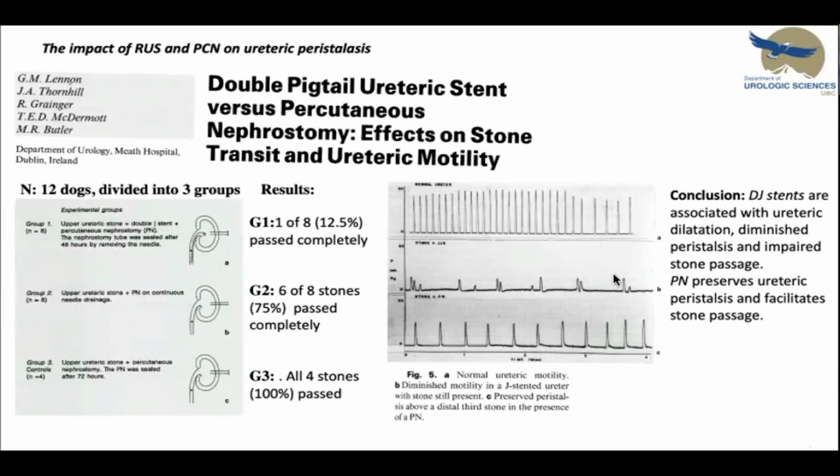And here the diminished motility in double J stented ureter, while preserved peristalsis above distal third of the ureter in percutaneous nephrostomy group. And they concluded that double J stents are associated with ureteric dilatation, diminished peristalsis, and impaired stone passage, while percutaneous nephrostomy preserves ureteric peristalsis and facilitates stone passage.